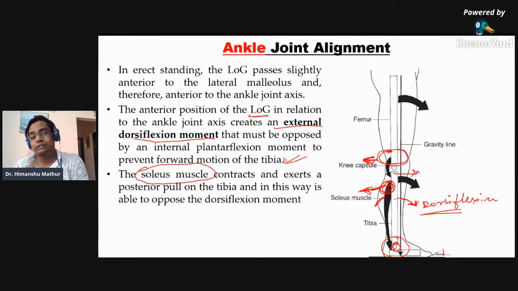I've written soleus muscle because I personally am not convinced that both the heads of the gastrocnemius are also participating in the same action. Because for me, they are doing an opposite action. They are pulling the femur back. They are pulling the femoral condyles posteriorly, which eventually is causing anterior translation or a relative anterior motion of the tibia. I suppose that must be clear to everybody.